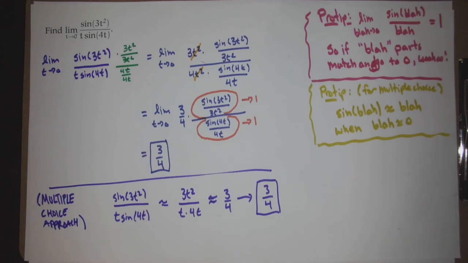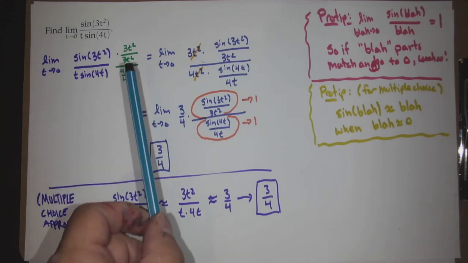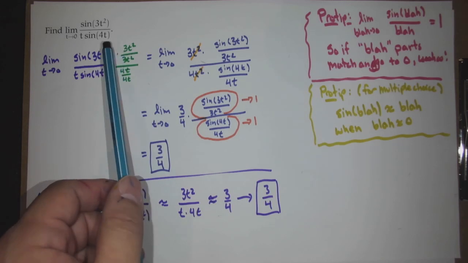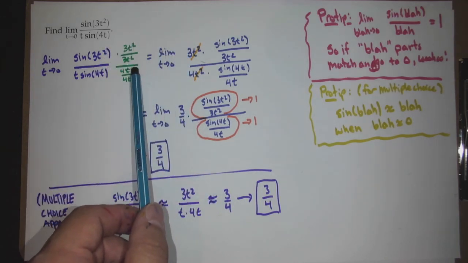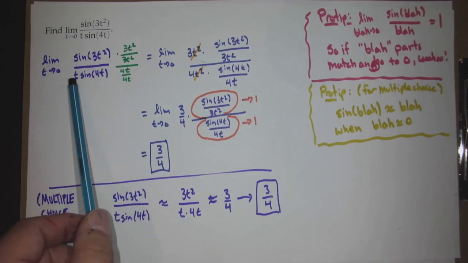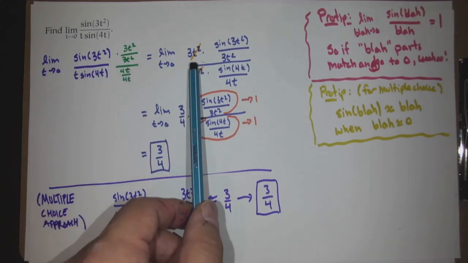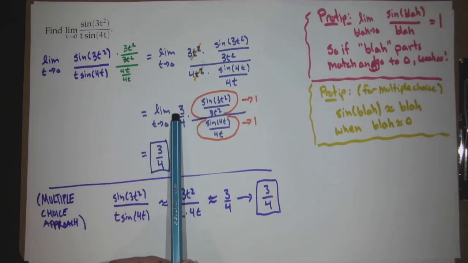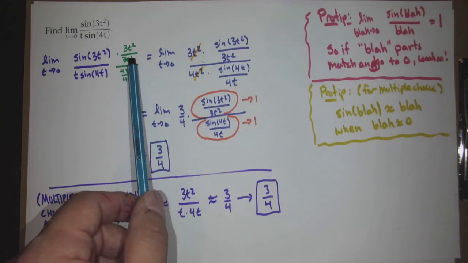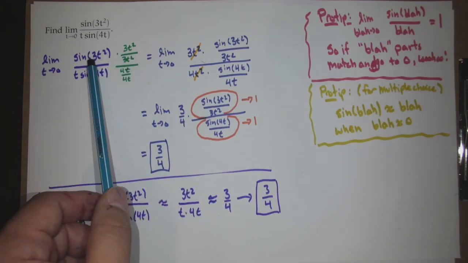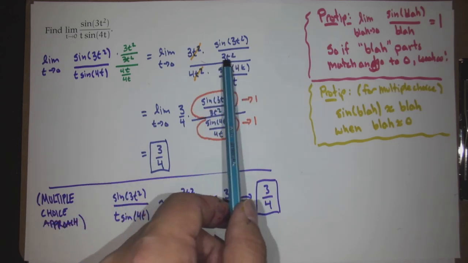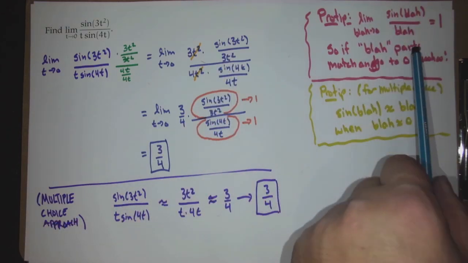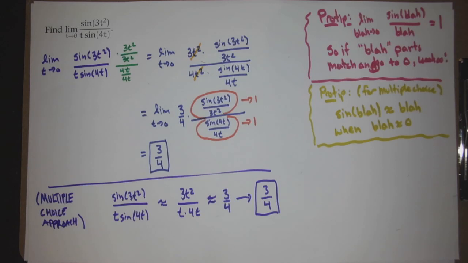So how do the 3t squared and the 4t cancel? Well, this 3t squared went to here. This 4t, the numerator of 4t, combined with that t to get 4t squared. The t squareds cancel. You're left with 3/4. The bottom 3t squared combined with the sine 3t squared. This bottom 4t combined with the sine 4t. So that we got the sine blah over blah. So then we could use our rule. So that's what we were doing.